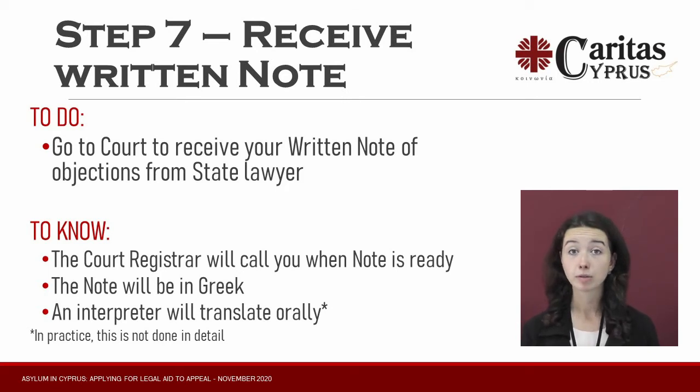Step 7. Receive the written note. The court registrar will call you when the note is ready. The note will be in Greek, so an interpreter will assist you to translate it orally. In practice, this isn't done in detail. If the note is not ready before the second hearing, you will receive it at the second hearing.